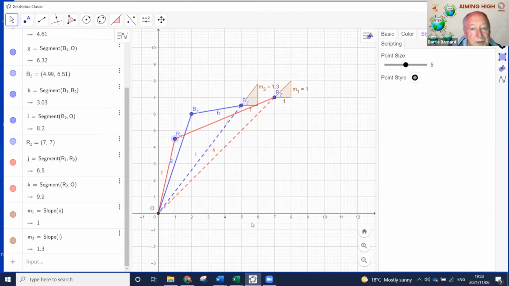Well, I'm a GeoGebra fan, so I tried to create something, and to me, the solution lies in the slope of the blue dotted line and the red dotted line.